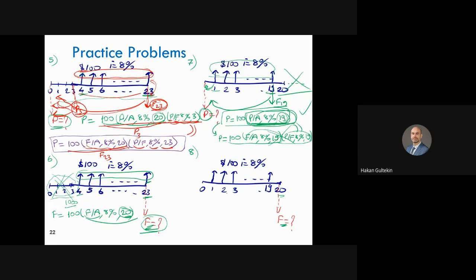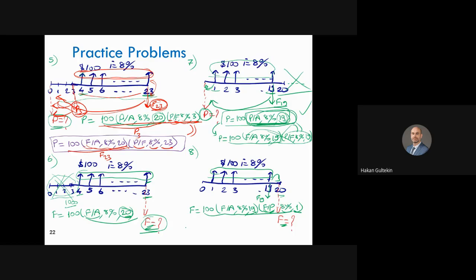Okay? For this example, how can I find this F? So what we are doing here with this calculation, I'm finding the future value of these 19 payments at time 19. This is F19. Then I will shift it 1 period forward. And in order to shift it 1 period forward, I need to use F given P for 1 period with this interest rate. And that's it.